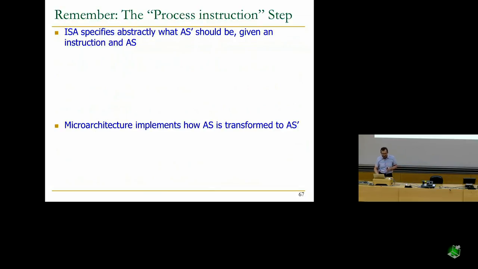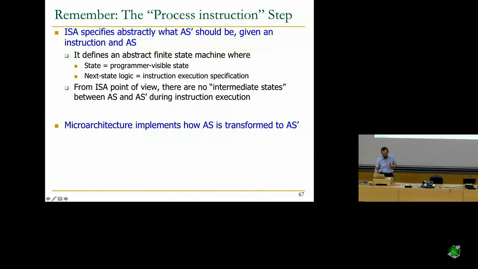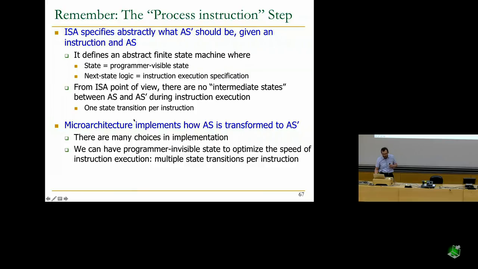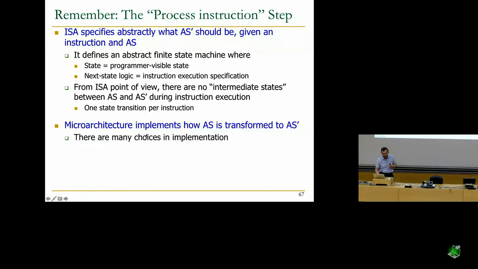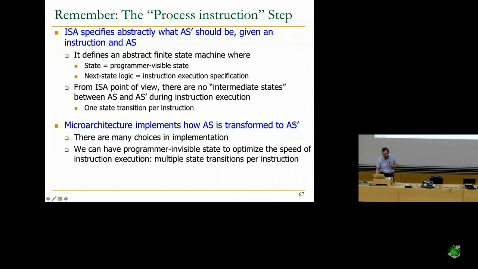Okay, so remember the process instruction step. I'm not going to go through this in detail again, but basically, the ISA specifies what the architectural state prime should be given an instruction and architectural state. From the ISA point of view, there are no intermediate states: one state transition per instruction. But in microarchitecture, we have freedom. In a single cycle microarchitecture, we didn't exercise this freedom, but in a multi-cycle microarchitecture, we can do whatever we want as long as we transition from architectural state to architectural state prime at the very end. Basically, that's the idea: having programmer-invisible states to optimize the speed of instruction execution. Multiple state transitions per instruction.